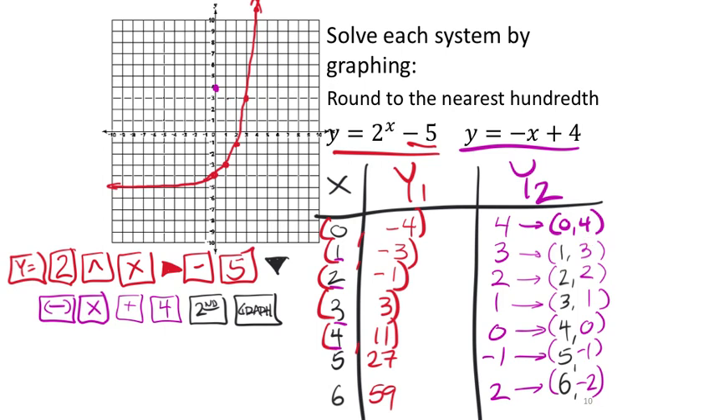We have 1, 3, 2, 2, 3, 1, 4, 0, 5, negative 1, and 6, negative 2. That's all the points we have. Of course, we see the pattern, and we can put in the rest of the points in both directions as well. So there's our points. And now we'll use some technology to graph this one. It's not too bad.